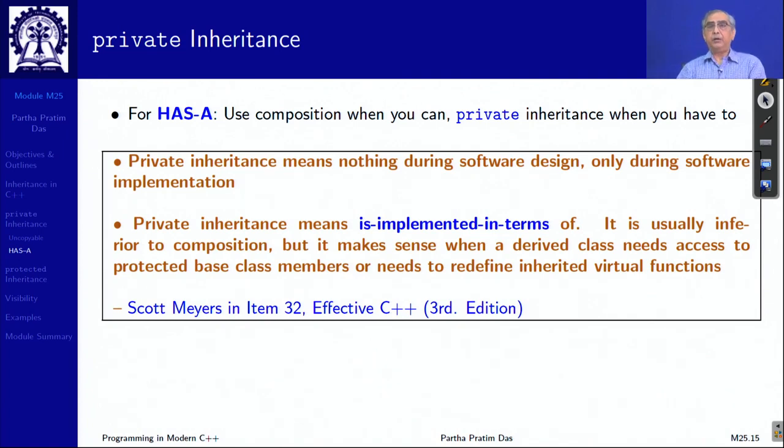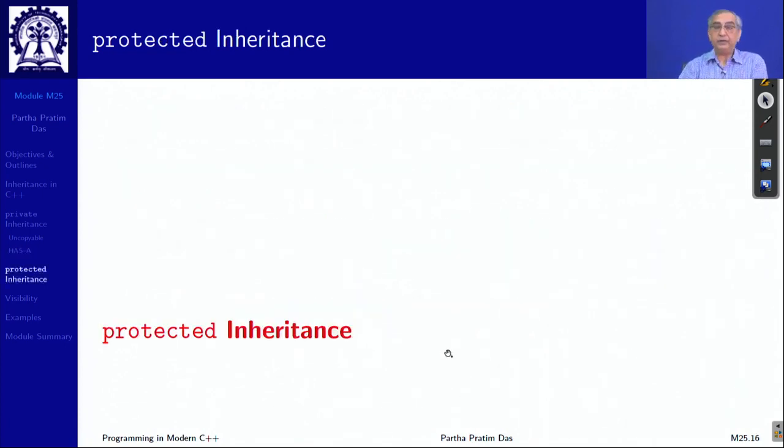And in terms of object oriented analysis, private inheritance does not have a name. Rather, Scott Meyers suggests that we think of it as "is implemented in terms of", like a car is implemented in terms of the engine and so on. Right. So, that was the story of the private inheritance paradigm.